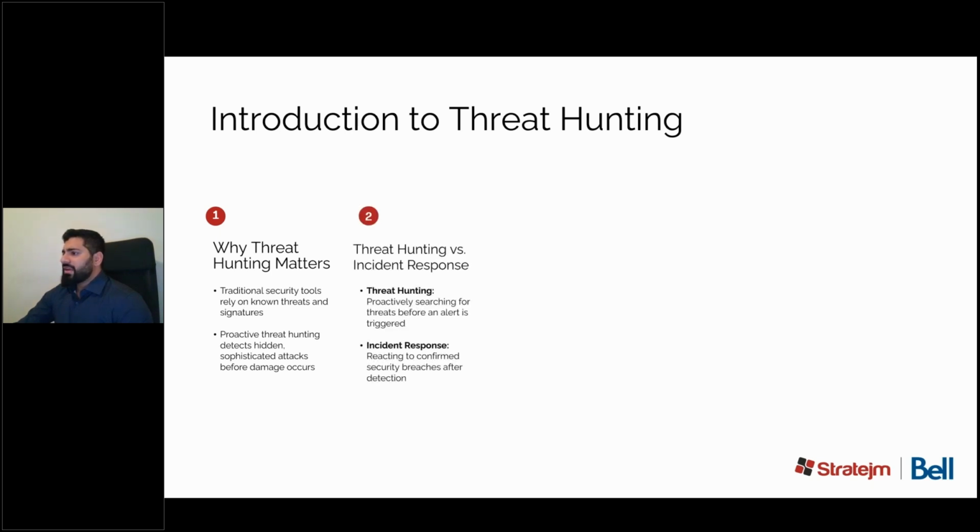So how does threat hunting differ from traditional incident response? As I mentioned earlier, threat hunting is a proactive measure, right? So we don't wait for an alert to trigger. We are proactively looking for indicators of compromise. We are proactively looking for indicators of an attack. Whereas incident response is a reactive measure. We respond to confirmed security breaches after the detection.